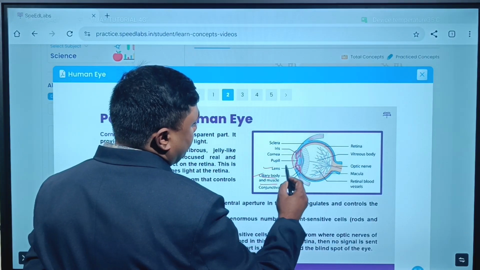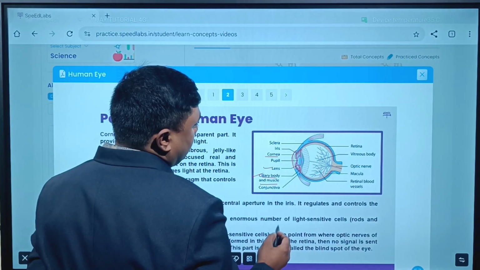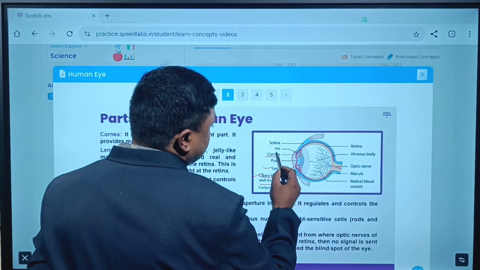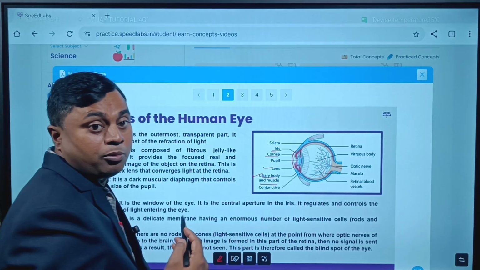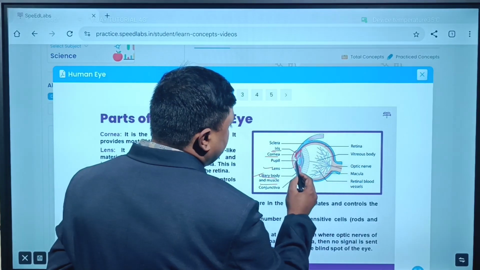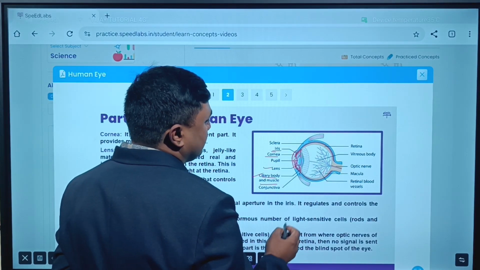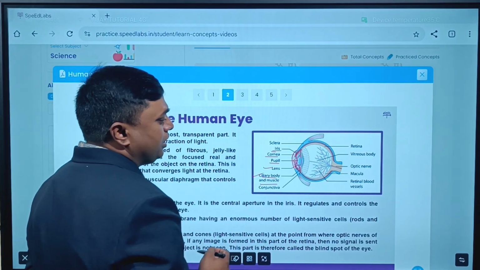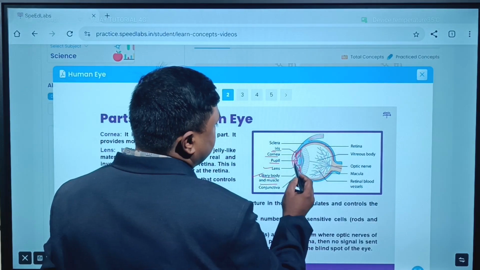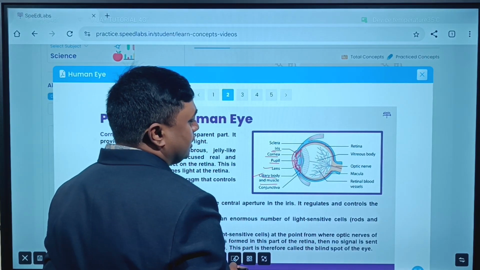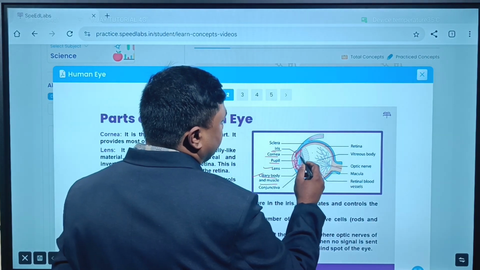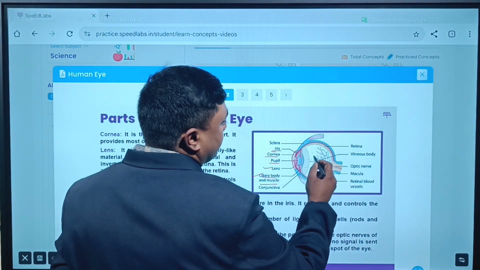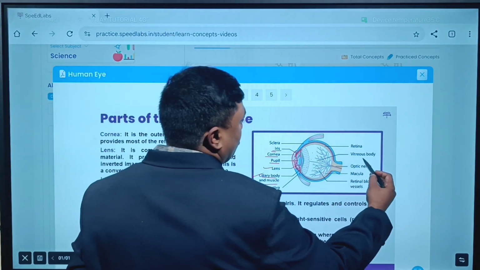This outermost covering is called what? A cornea. This is the iris, which controls the amount of light entering into the eye. There is a gap or hole which is called the pupil. There is some fluid between the cornea and the eye lens, called aqueous humor. There is some fluid between the eye lens and the retina, called vitreous humor. This is the vitreous body.